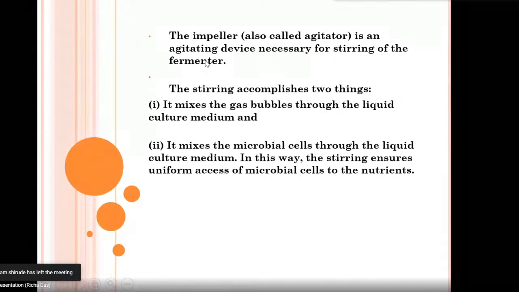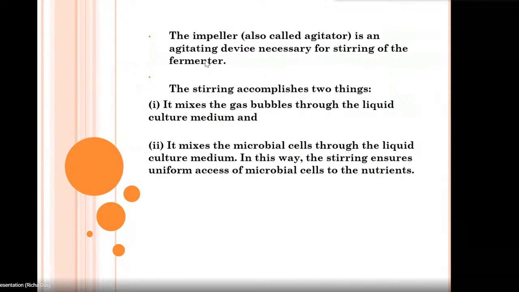Now there are two important functions of this impeller. The first function is that whatever oxygen, whatever air we are putting inside the fermenter, these oxygen bubbles will be very large. And because the size of these bubbles will be very large, their path of diffusion will be hindered. They will not be able to transfer among the organisms properly. So the job of this impeller is to break down these large air bubbles and convert them to smaller ones, so that they will have a greater surface area to transfer among the microorganisms. That is the first function.